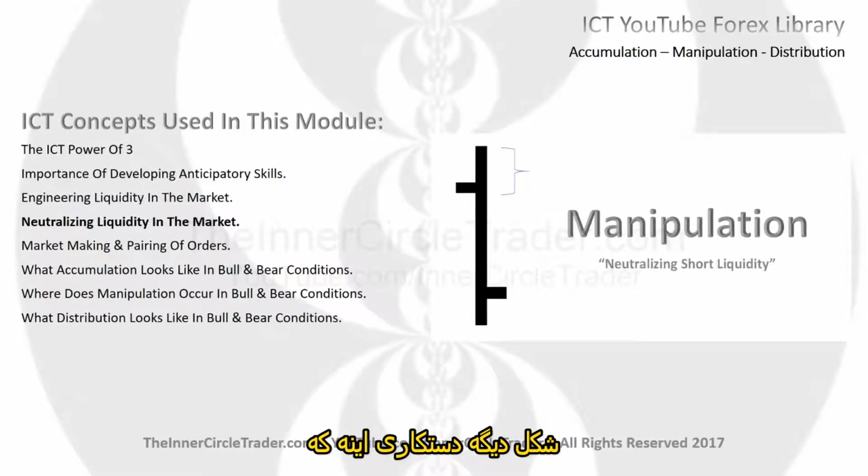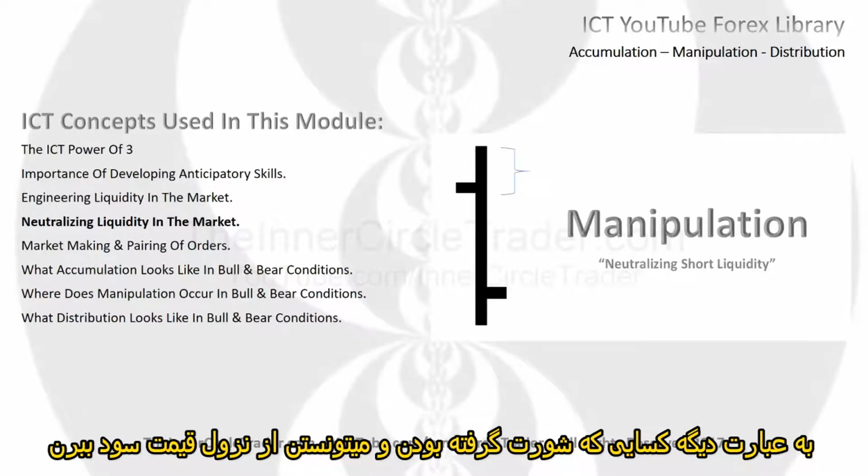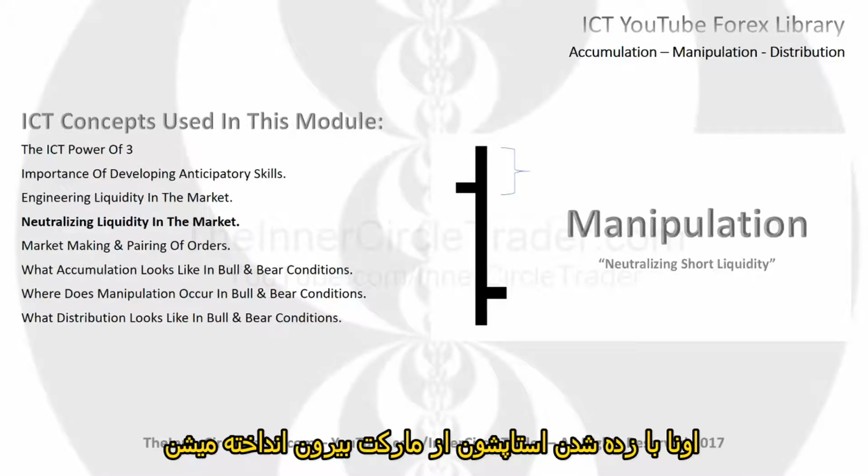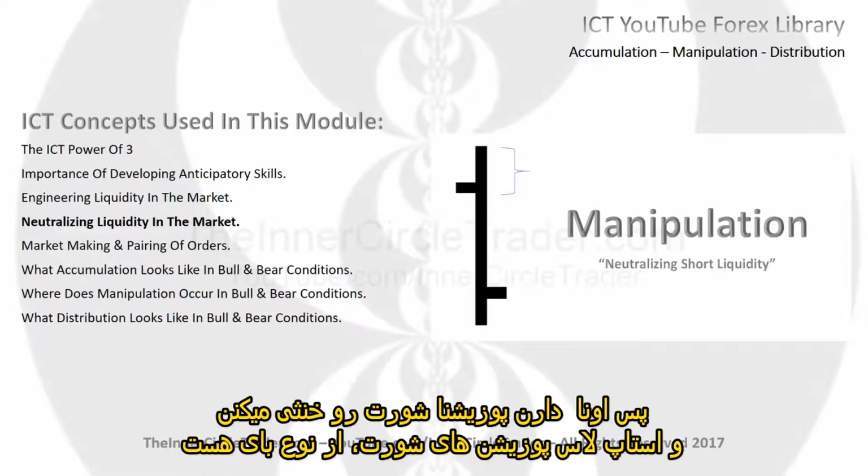Another form of manipulation, this would be neutralizing short liquidity. In other words, those individuals that would already be short in the marketplace that would otherwise profit from the future coming decline, they are knocked out by having their buy stops tripped. So they're neutralizing their short position, and their short position being neutralized is a buy stop.